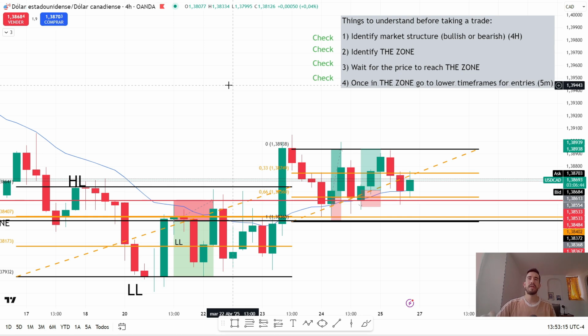At the end of the day, everyone can trade, but not everyone becomes a trader. And those are two completely different concepts.